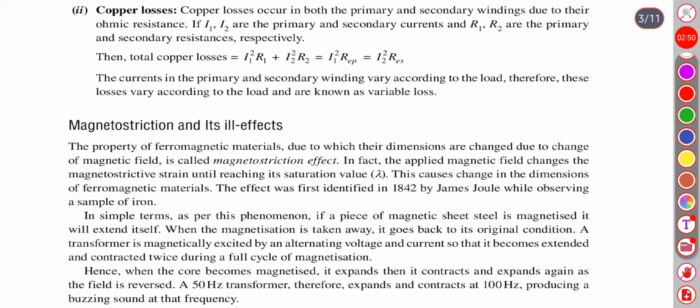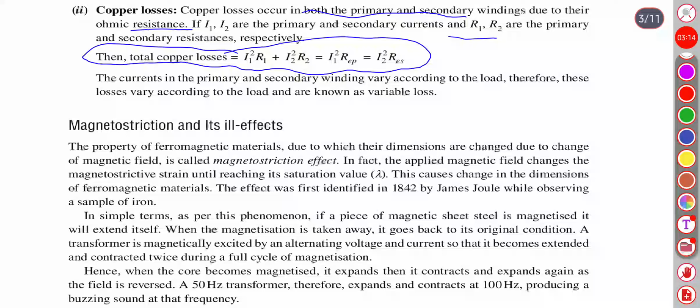Second loss is the copper loss. Copper loss occurs in both primary and secondary winding due to their ohmic resistance. If I1 and I2 are the primary and secondary currents and R1 and R2 are the primary and secondary resistances respectively, then the total copper loss of a transformer can be given as I1² R1 plus I2² R2, and it will become I1² R equivalent referred to primary, or I2² R equivalent referred to secondary.